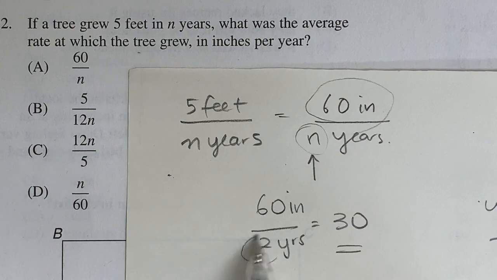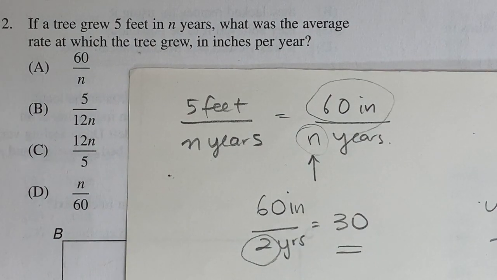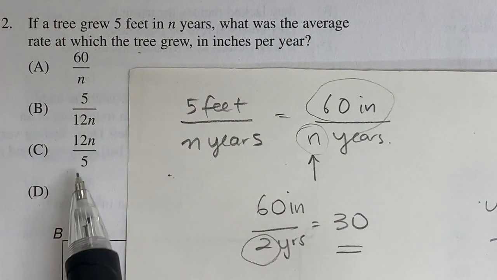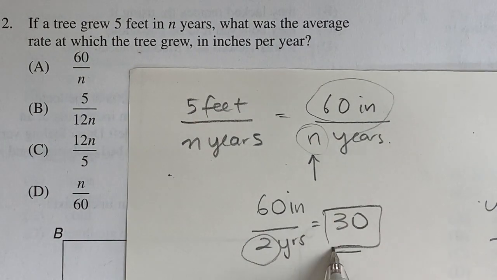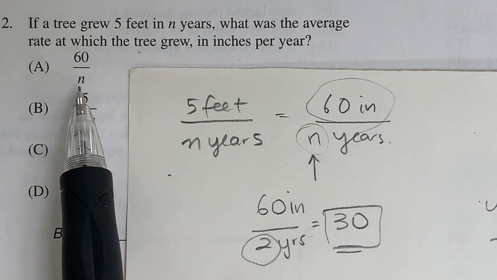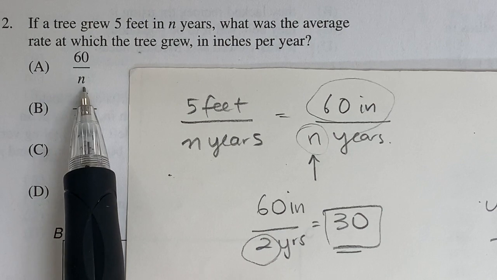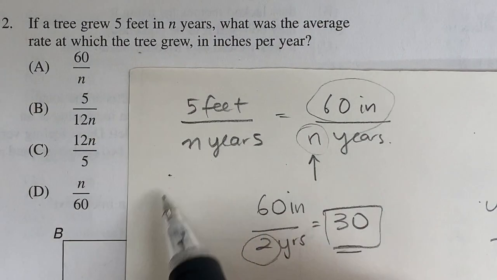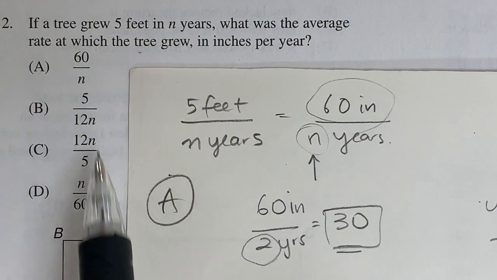So I'm just giving a random number so I can check which one of these would also give me the 30. If I plug it in, n is equal to 2, 60 divided by 2 will be 30. So it seems like A is the answer, because none of the others will work.